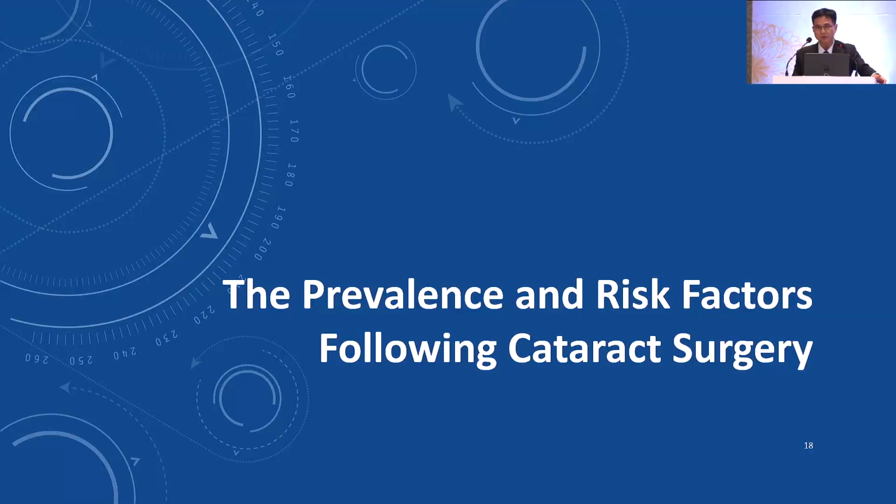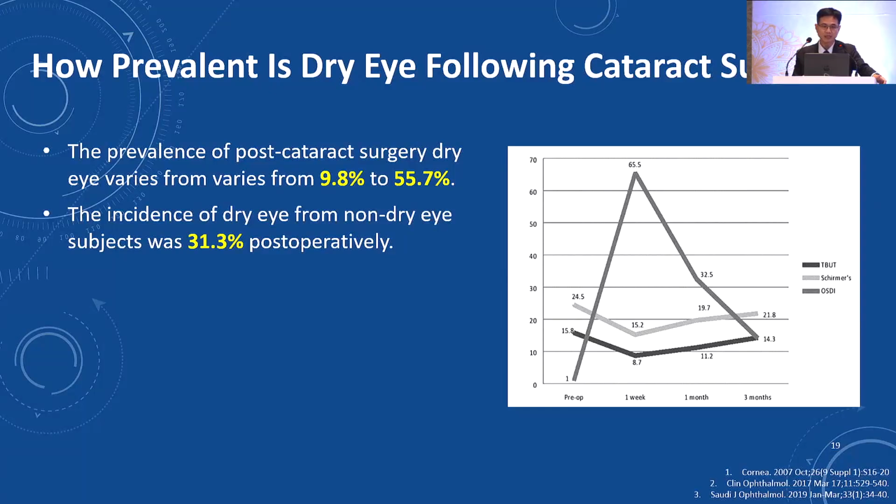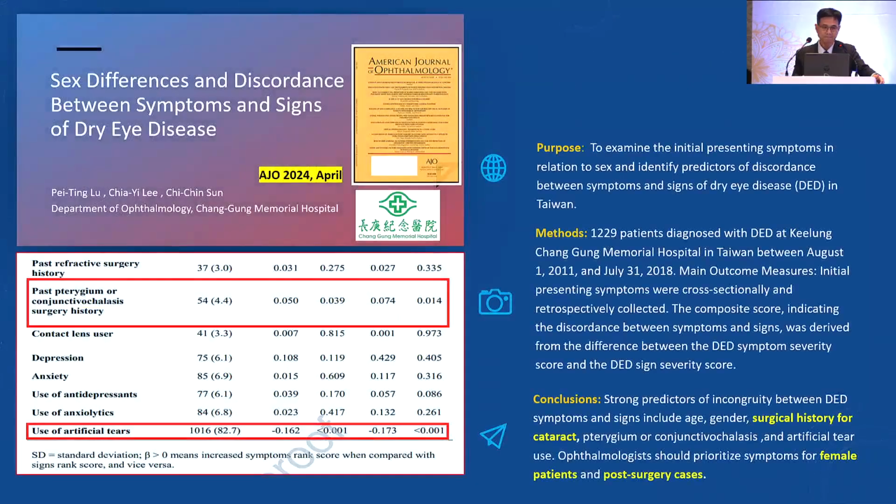So we have to know the prevalence and risk factors of dry eye disease. As published in the literature, the prevalence of post-cataract surgery dry eye disease varies from 9.8% to 55.7%. The incidence from non-dry eye disease to dry eye after surgery may increase up to 31.3%. But we have to know that most of the patients have subtle dry eye changes that are not identified yet. So it's very important to identify them beforehand, before these patients are planning for cataract surgery.